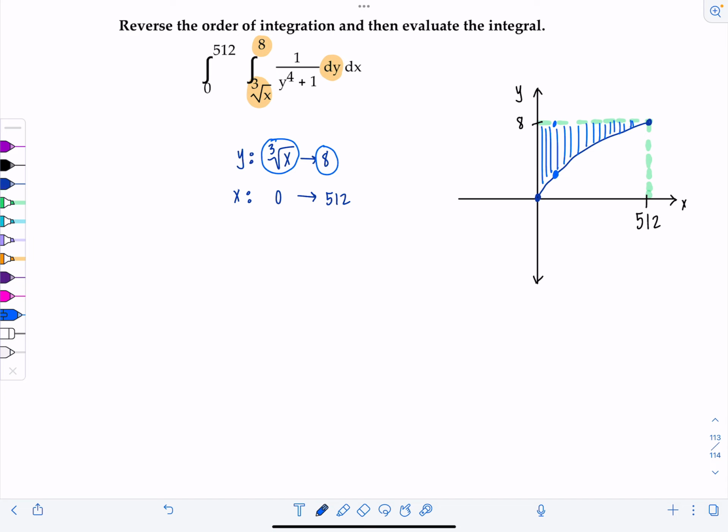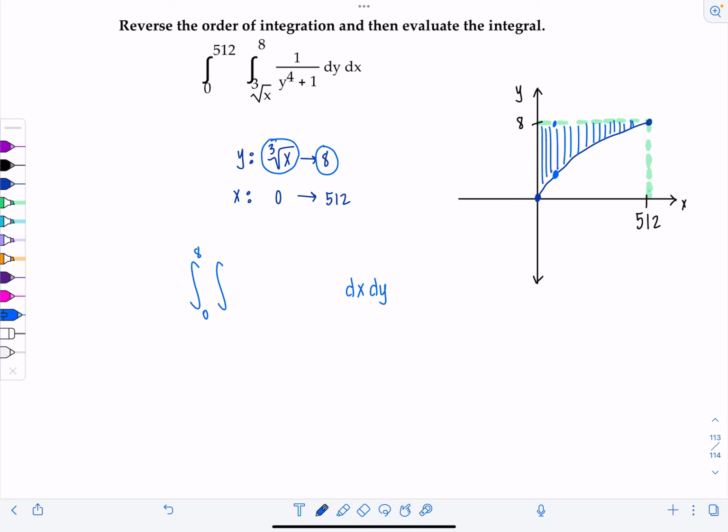Okay, now the problem asks us to reverse the order of integration, which means we're going to set up the integral so that instead of being dy dx, it's dx dy. Now the outermost limits of integration must be constants, all right? You have to have the variable functions happening earlier. So in that case, since I'm going to integrate with respect to y last, these need to be constant limits of integration that represent the region as it's bounded in terms of y. So we can see here y is bounded from 0 to 8. Okay, so those are the limits there.